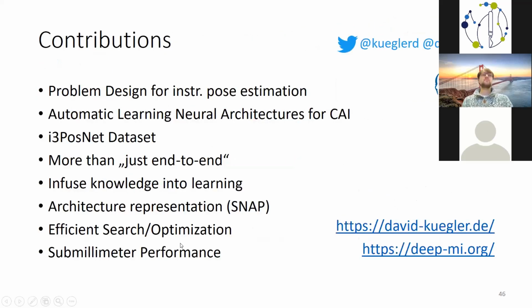So in this work, I contributed many things, among them the problem design for instrument pose estimation and a framework for automatically learning neural architectures for the i3PosNet dataset. We realized that learning end-to-end is not always the best way. We came up with ways to infuse knowledge into the learning, and we introduced a neural architecture representation, the SNAP block, and the efficient search and optimization. And finally, all that led to the sub-millimeter performance that we wanted for this task.